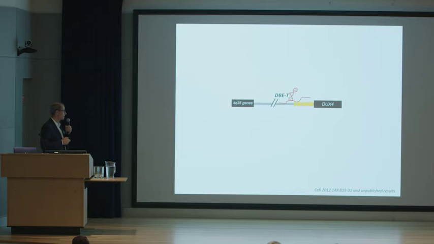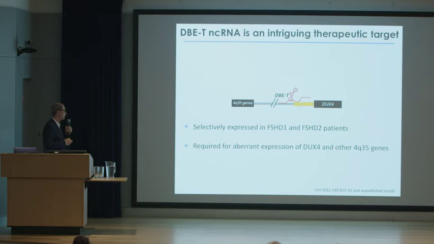This molecule is very interesting also in terms of possible therapeutic development, because what we discovered over the years is that this molecule is expressed very similarly to DUX4, so it is made selectively in FSHD1 and FSHD2 patients. In particular, its expression seems to be restricted to the muscle cells of the patients, and we found that this molecule has an important regulatory function, because it is required for the aberrant expression of DUX4 and additional genes located in the area in FSHD patients.